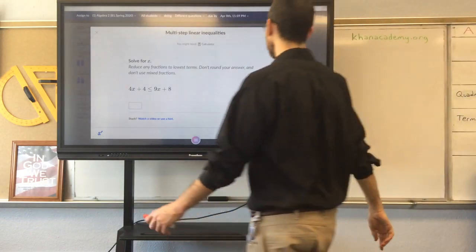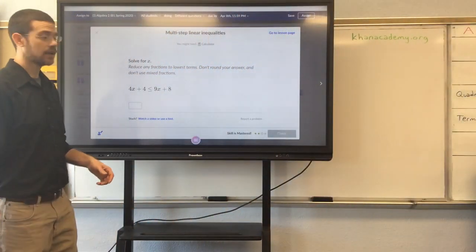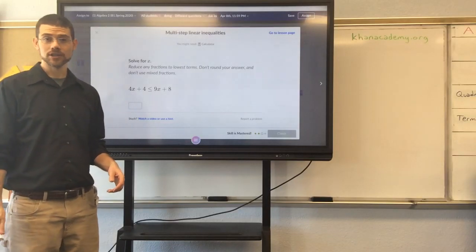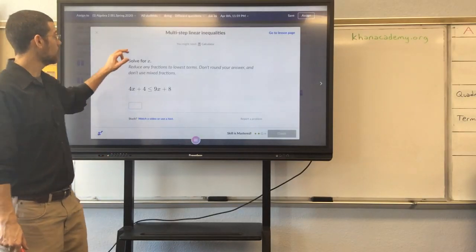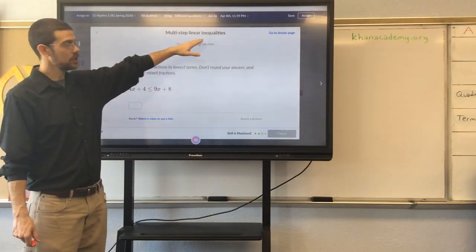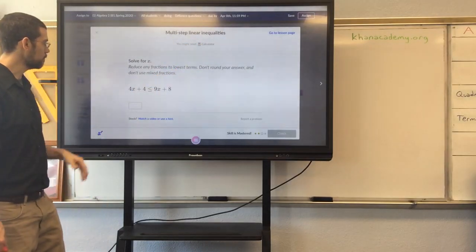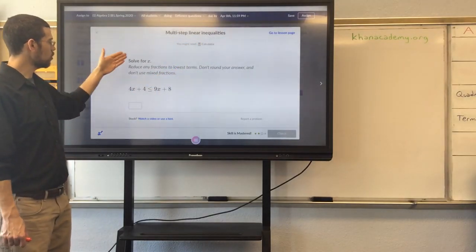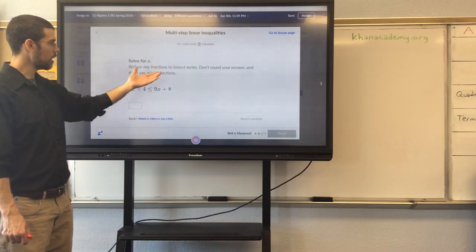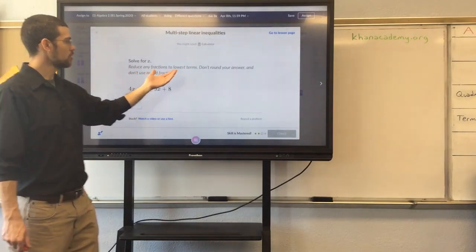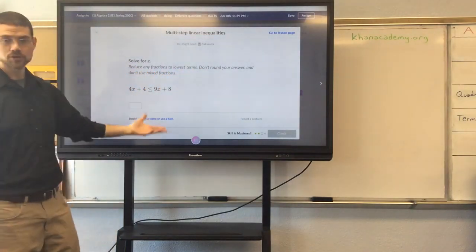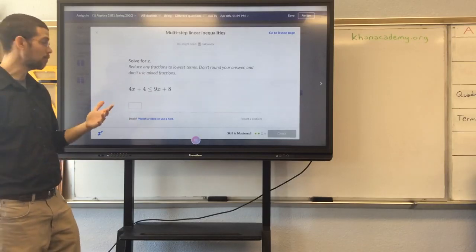Welcome. We are in Algebra 1 in the second unit, solving equations and inequalities. And we are on multi-step linear inequalities. That's our problem set. This one says, solve for x. Reduce any fractions to lowest terms. Don't round your answers, and don't use mixed fractions or mixed numbers.